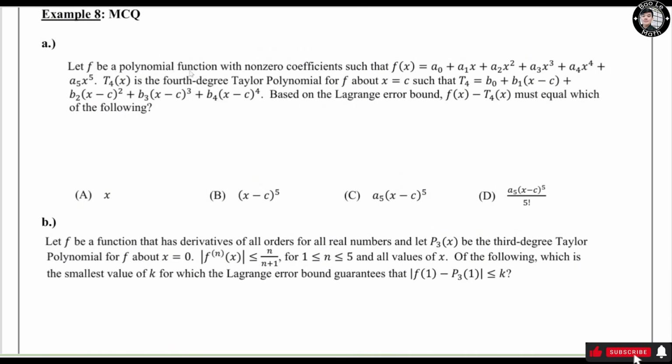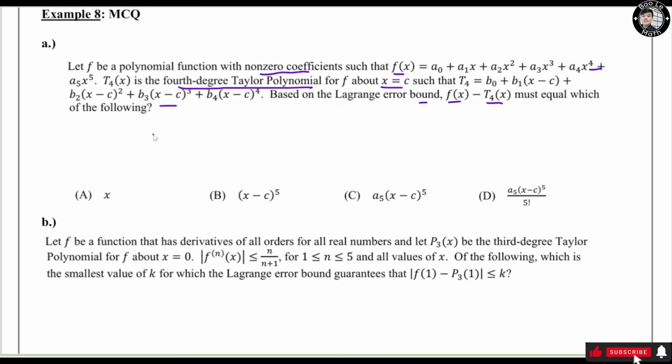Let f be a polynomial function with non-zero coefficients such that f of s equals this guy. T sub 4 of S is the 4-degree Taylor polynomial for f about S equals C, such that T sub 4 equals this guy. Based on the Lagrange Error Bound, f of S subtract T sub 4 of S must be equal to which of the following?